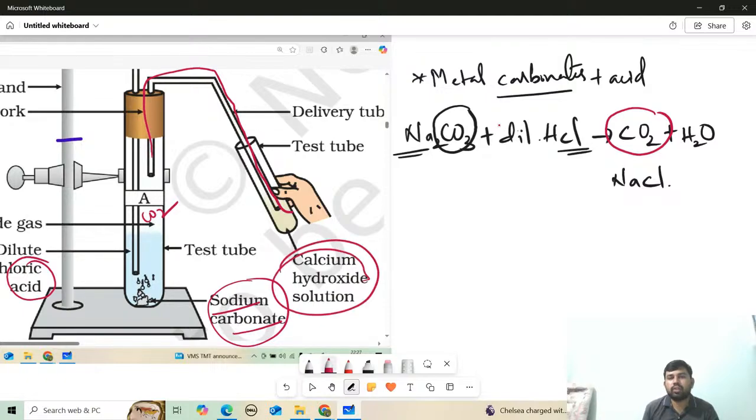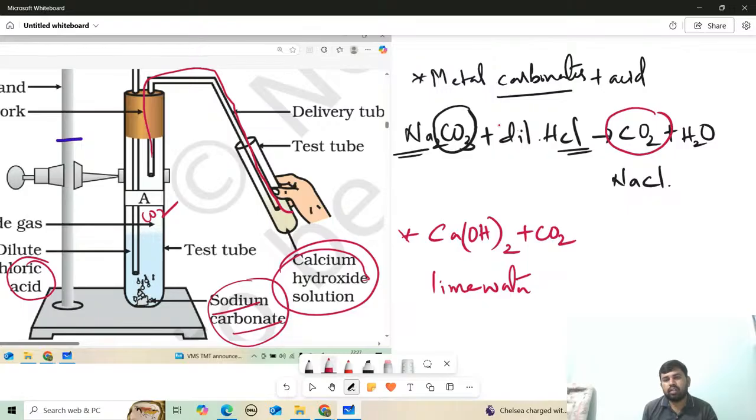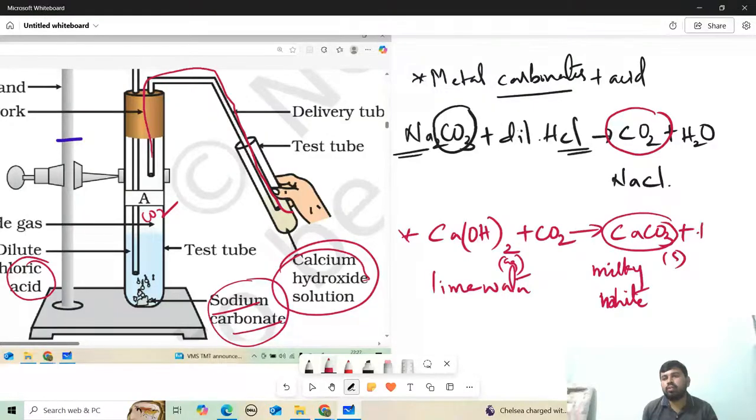This calcium hydroxide is called lime water. So here Ca(OH)2 will be there. Lime water will be there here. So you can say this is lime water, plus CO2 will be there here. Aqueous lime water solution forms CaCO3, which is a solid and which is milky white. So this milky white confirms the formation of CaCO3, plus H2O is going to form.